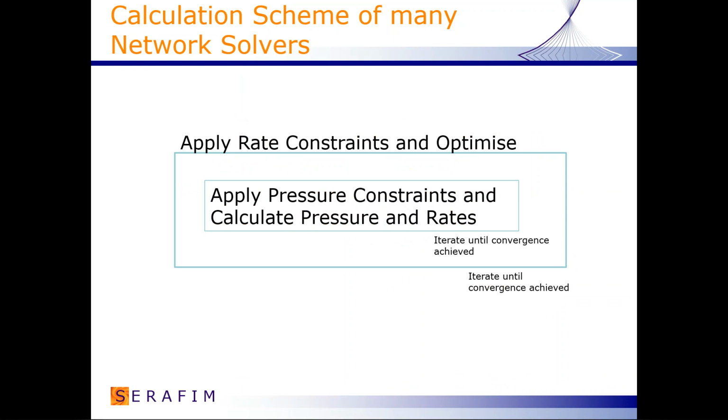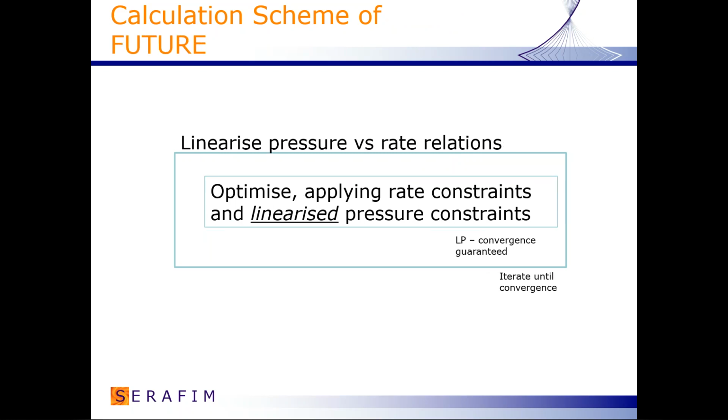The calculation scheme in many traditional integrated asset model calculations starts with the pressure calculations and often has an iterative calculation to solve for that. And then there's an outer iteration to apply rate constraints and to calculate the optimal choice of wells to flow. The calculation scheme within Future is different.